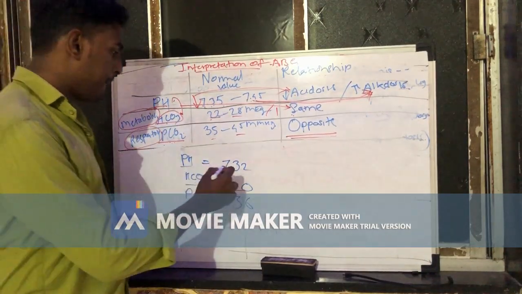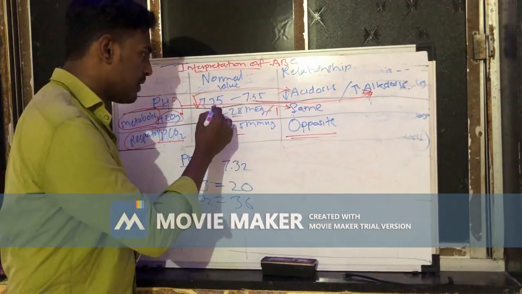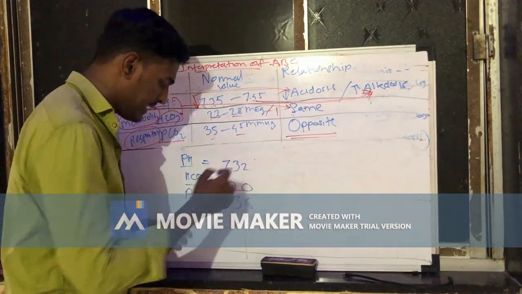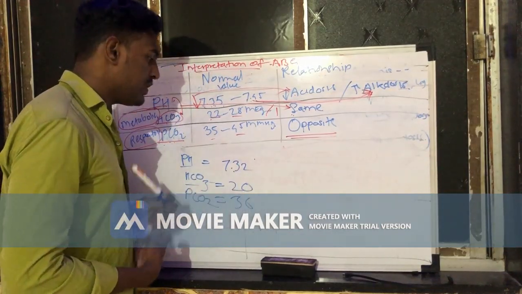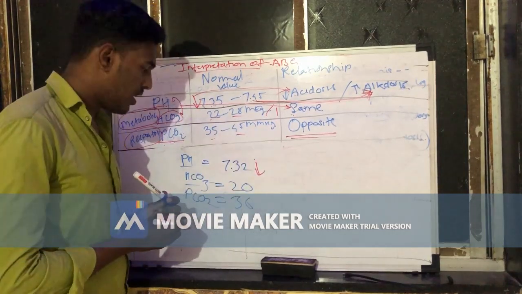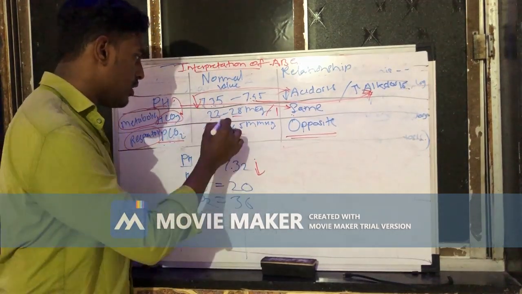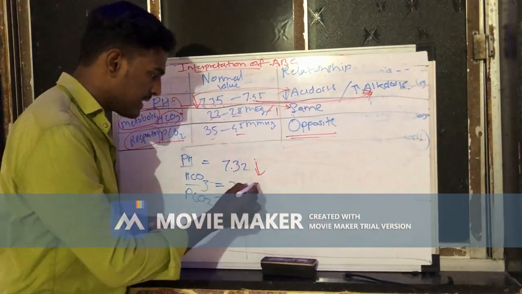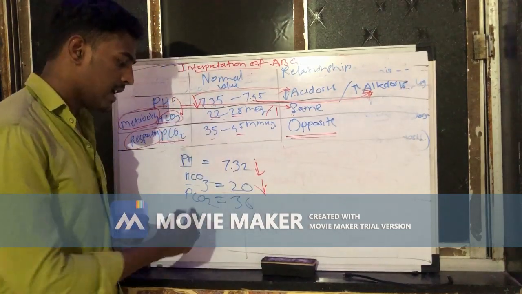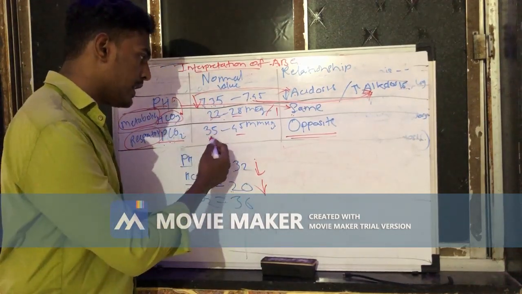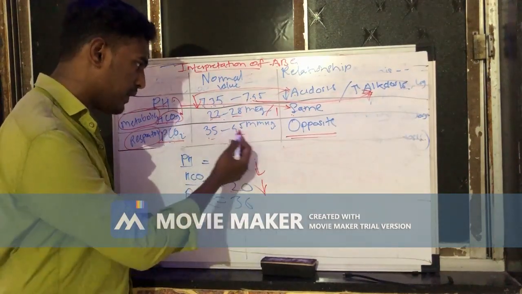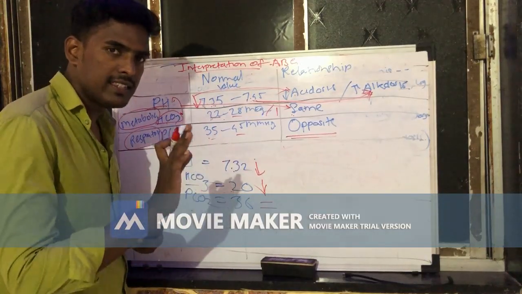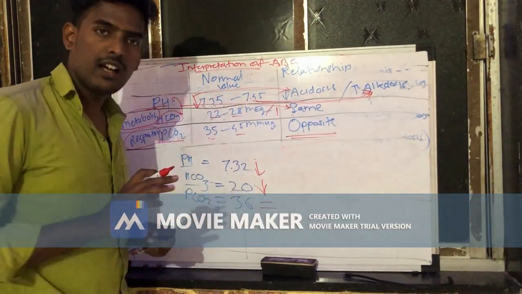Now tell me, is the pH more or less? What is the normal value? 7.35 to 7.45. So it is less than 7.35. So pH is less over here. Now SCO3. What is the normal value of SCO3? 22 to 28. So is it more or less? Less. So SCO3 is less. Then what is the normal value of PCO2? 35 to 45. So is it in the range between 35 to 45? Yes. So it's not increased, not decreased. PCO2 is in the normal range.